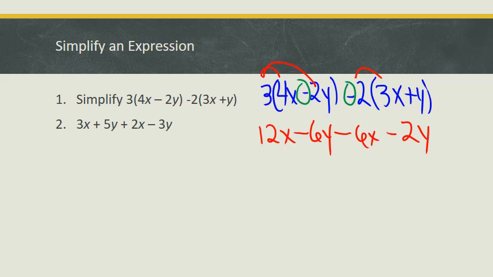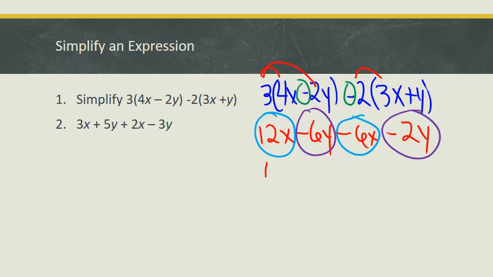So I've got like terms here. I got a 12x, I got a negative 6x, and I've got a negative 6y and a negative 2y. So all I've really got to do is combine those like terms. So 12x minus 6x is going to give me 6x. And negative 6y minus 2y is going to give me negative 8y. And we've simplified that as far as we can go with what we know.